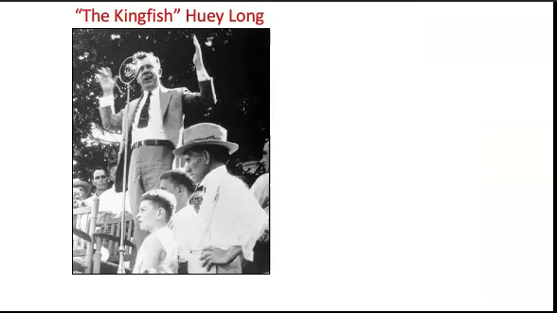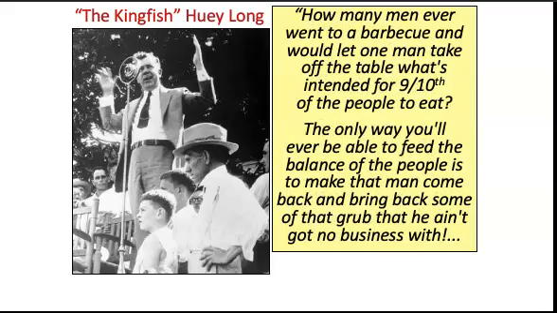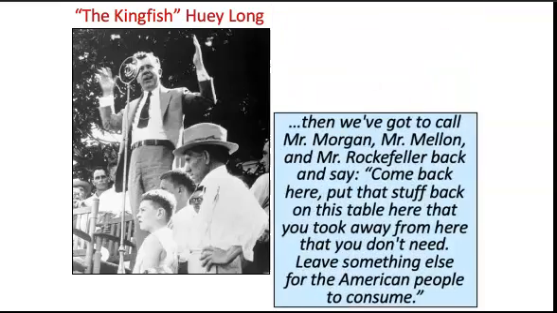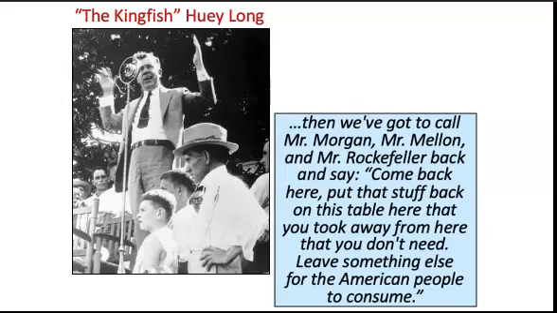Known as the Kingfish, he gave speeches across the country, essentially describing the income inequality in America like a giant barbecue where the rich are going to eat 9/10 of the food. And he asked what people like Morgan and Rockefeller and Mellon need to do with all that food. Well, give it all back, he said. Put that stuff back here on that table.